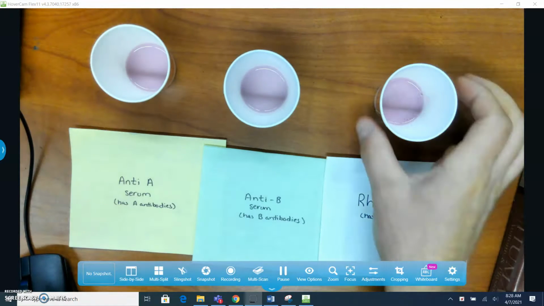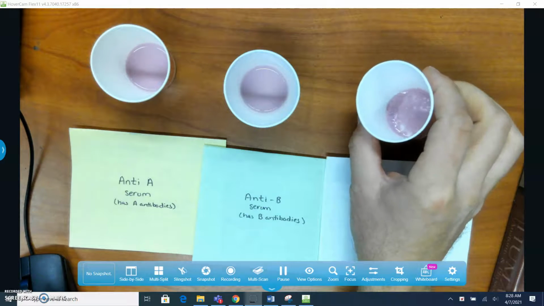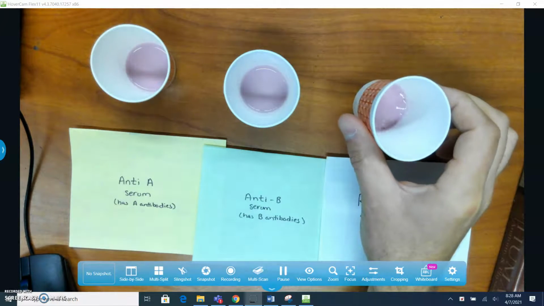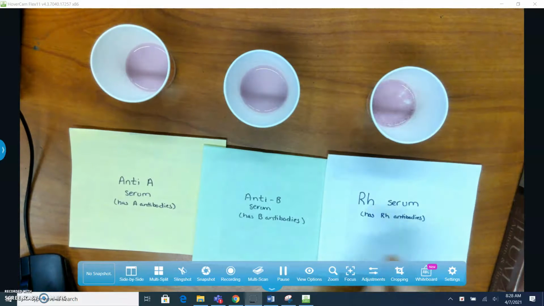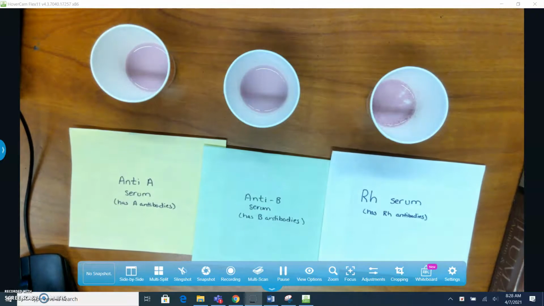So is it O positive or O negative blood? Well, that is quite thick. A lot of clumping going on. This is blood type O positive because it has the Rh antigens.